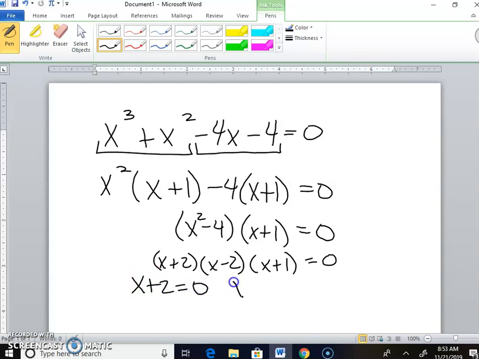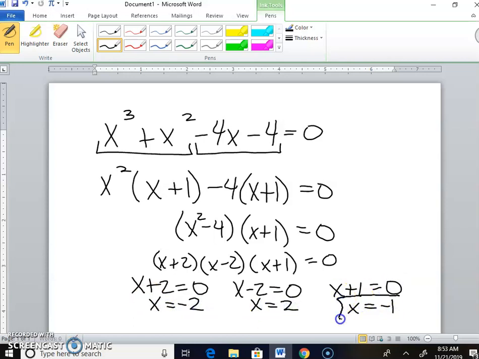Now I've got 3 factors, so I'm going to set those 3 factors all equal to 0. X plus 2 equals 0. X minus 2 equals 0. X plus 1 equals 0. And that's going to give me x equals negative 2, x equals 2, and x equals negative 1. And those are my 3 answers. So it's as easy as that.